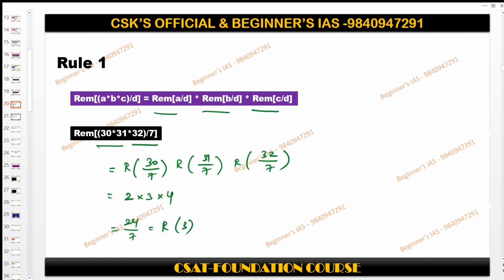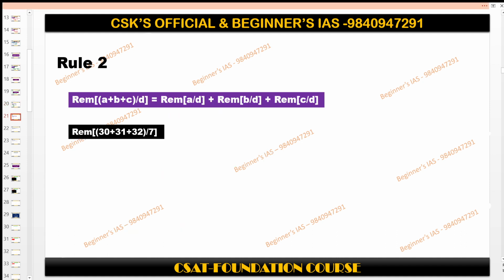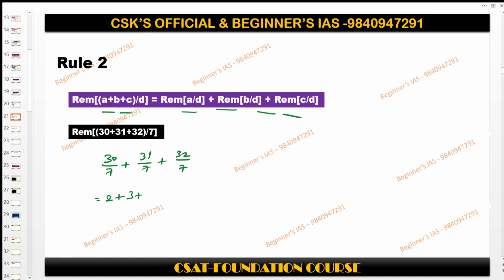So next one, the same thing you can do with respect to addition also. 30 by 7 plus 31 by 7 plus 32 by 7. Here the remainder in this case is 2, in this case is 3, in this case is 4. Add everything, then 9 by 7, so the remainder is 2. Clear? Yes, sir. Okay.